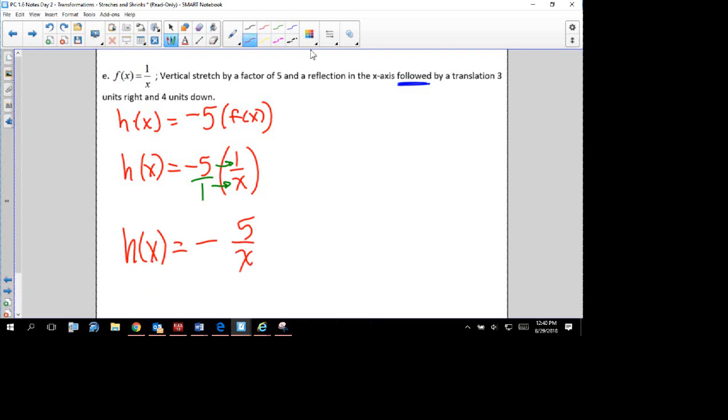Now we'll do our g of x. We'll do function notation first, followed by a translation 3 units right and 4 units down. So 3 units right is going to be on the inside. 4 units down will be on the outside. So I've got those two transformations. Remember, if it's on the inside, that's going to mean replace x with x minus 3. And then the minus 4 on the outside just means put minus 4 at the end.